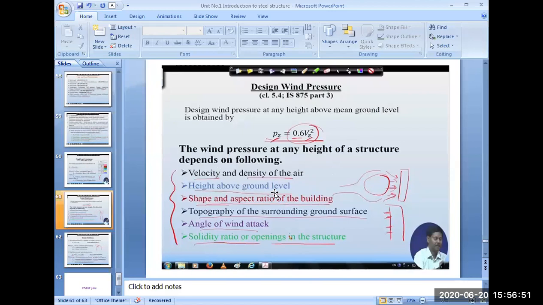Then height above the ground level, how much height our particular steel building has, that we have to learn. Then shape and aspect ratio of the building. Shape and aspect ratio means length to width ratio, that we have to consider. That is also given in IS 875 part 3, where the aspect ratio of the building is given. Then topography of the surrounding ground surface, meaning the K3 factor we consider while calculating this design wind pressure.